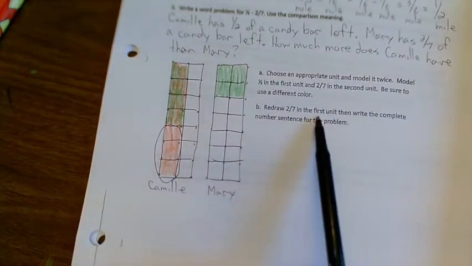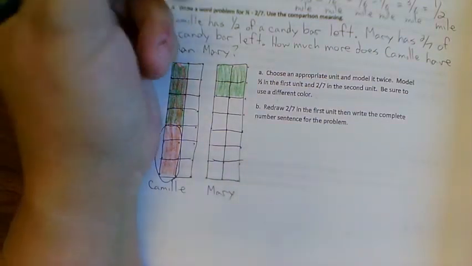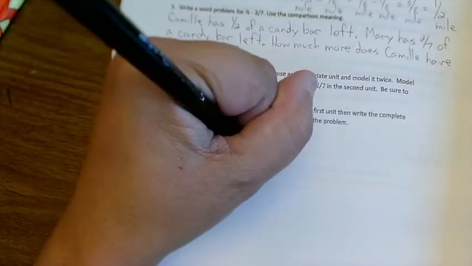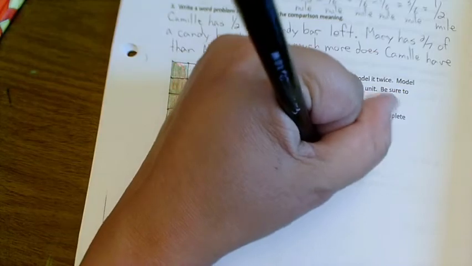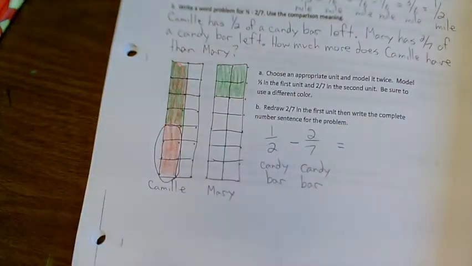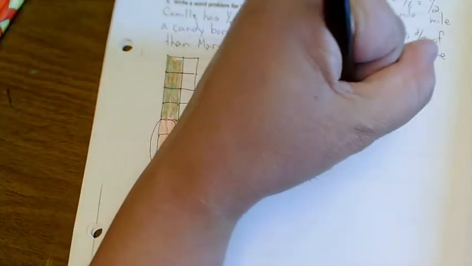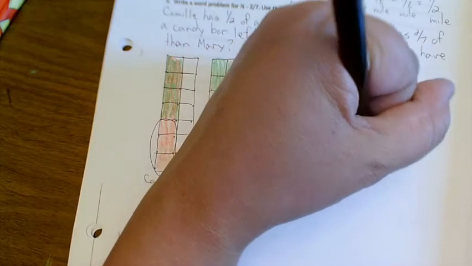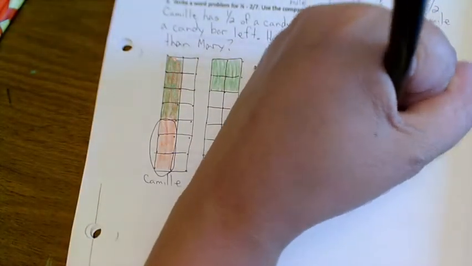Oh, I just didn't read my instructions. Write the complete number sentence for this problem. So what did we do? We had half of a candy bar, and we were comparing it to 2/7 of a candy bar. And then we converted them to same size pieces. So Camille's was now 7/14. And Mary's was now 4/14.